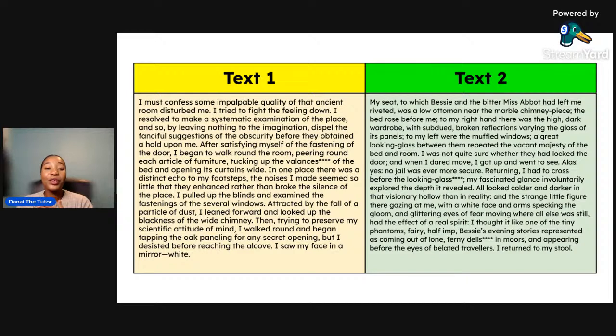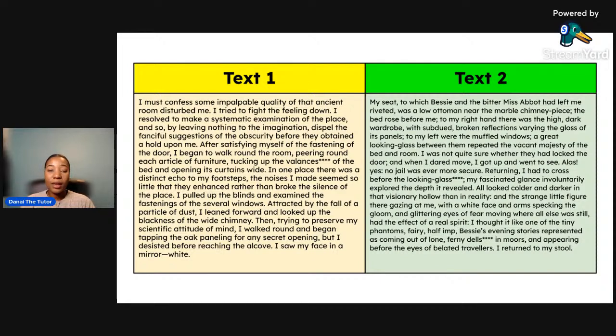Okay, so we're going to read a section of both texts. We're not going to read the whole of both texts, okay? But for text 1, it is a narrator who's unnamed, and he goes to explore this room, which is rumored to be haunted, but he's skeptical. So that's text 1. The narrator willfully explores this room called the Red Room, and it's rumored to be haunted, but he is skeptical. And then we'll look at text 2.